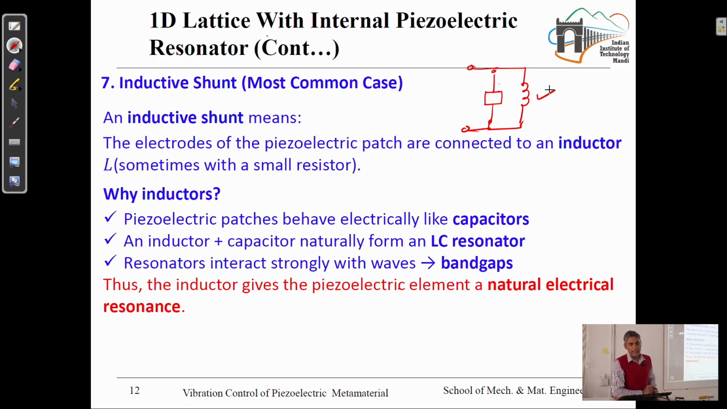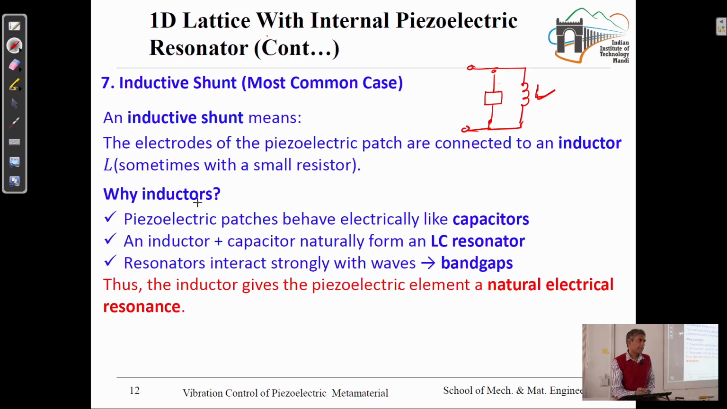So, to keep it simple, let us have only an inductor in the shunt. Basically, the inductive shunt means the electrodes of the piezoelectric patch are connected to an inductor, sometimes with a small resistor as well. So we can also add some small resistance, but let us not have it here.